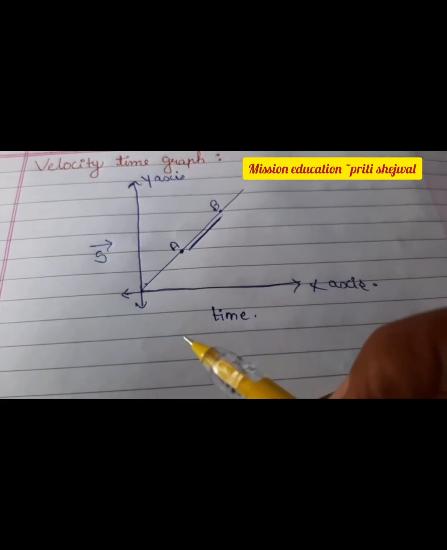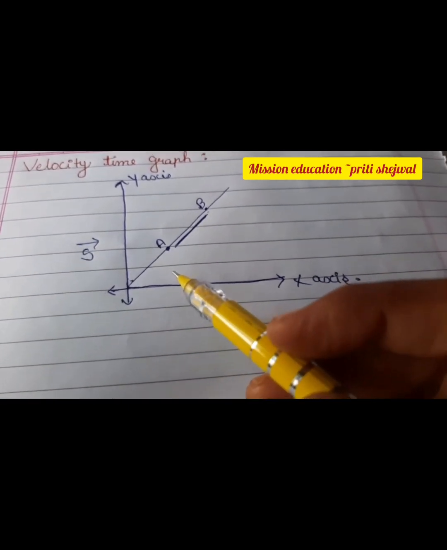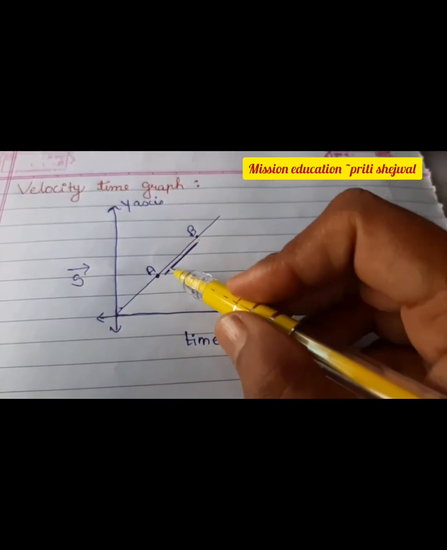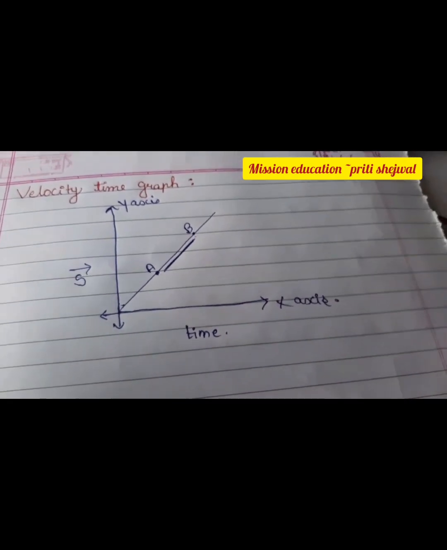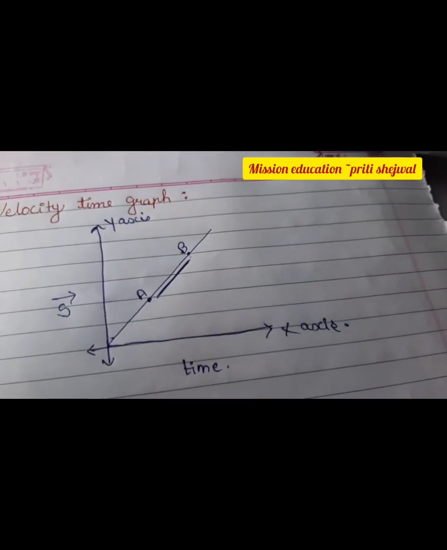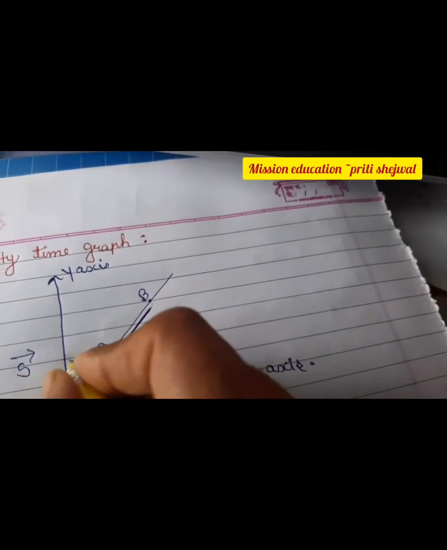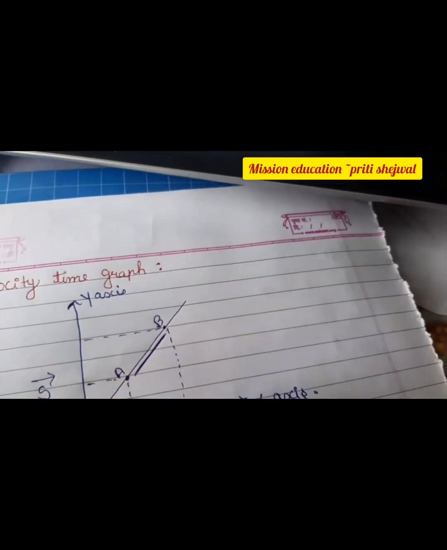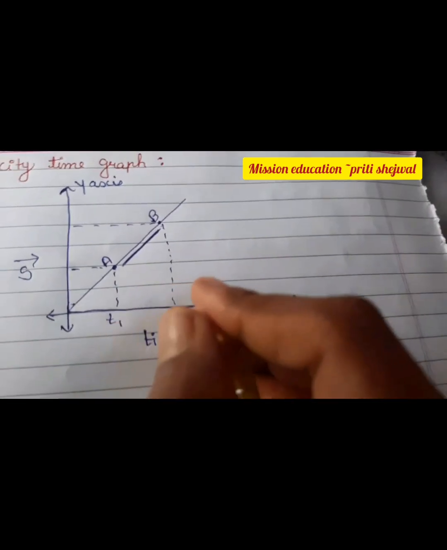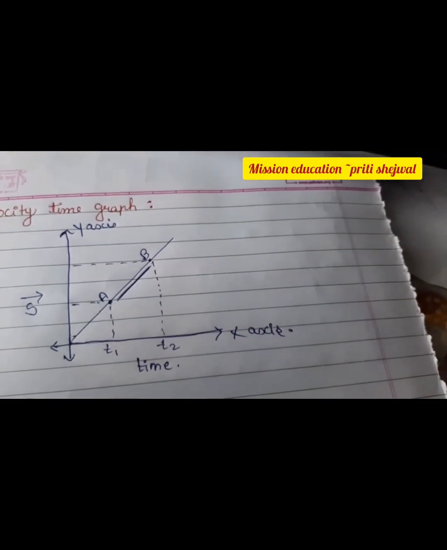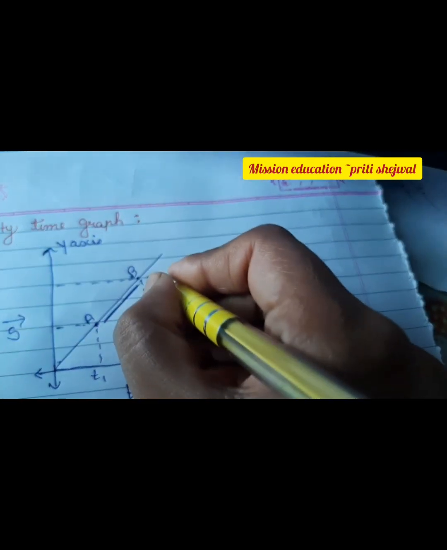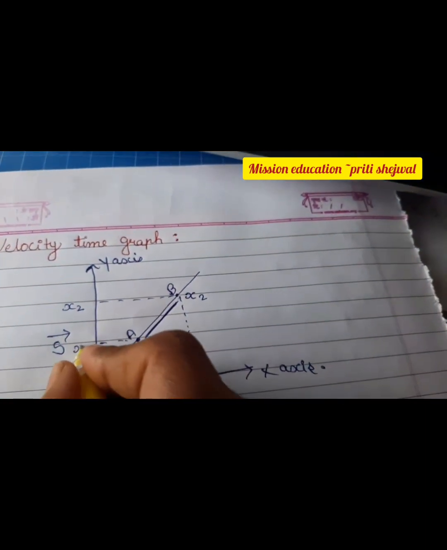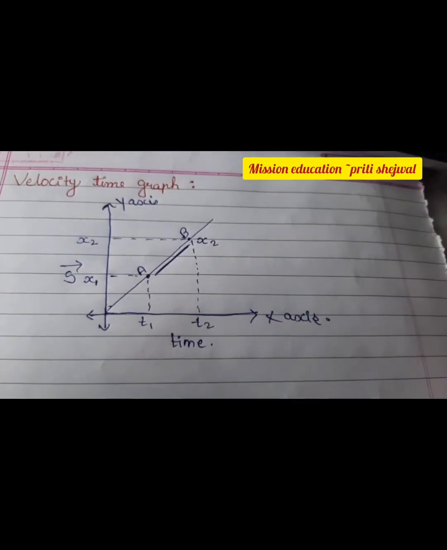Suppose one object is there and it is in motion. Okay, so we have to take its displacement time graph. From A to B we have to measure. So here we will take the coordinates. Okay, A coordinates and B coordinates. So this one is T1, this will be T2, and on this side I'll write X2 and, for A, X1. Okay, so these are the coordinates.